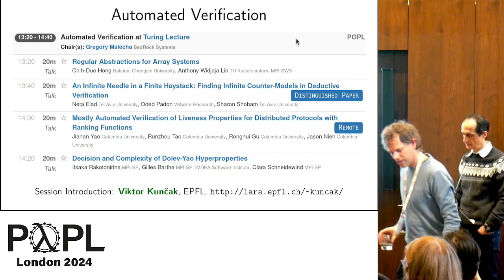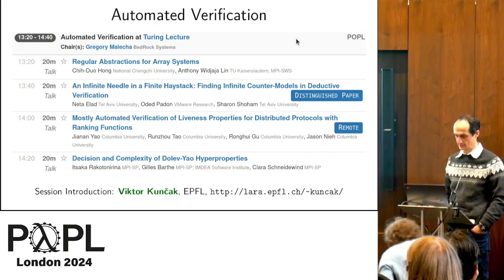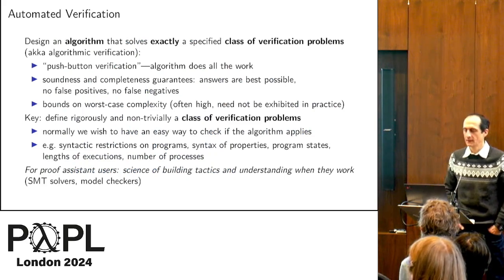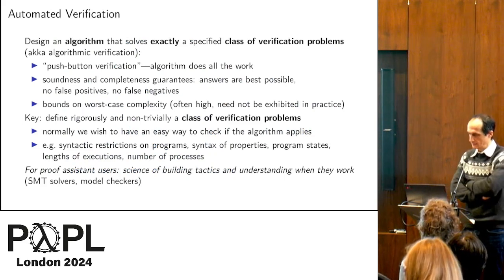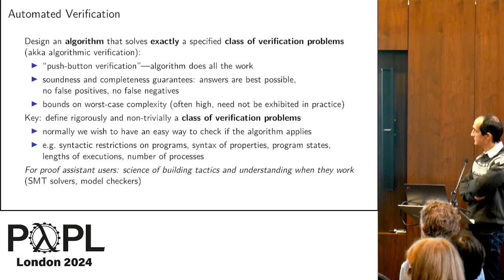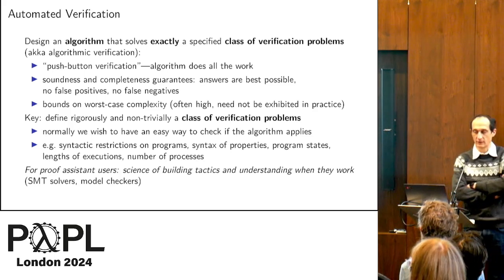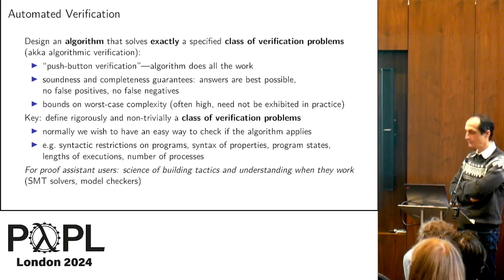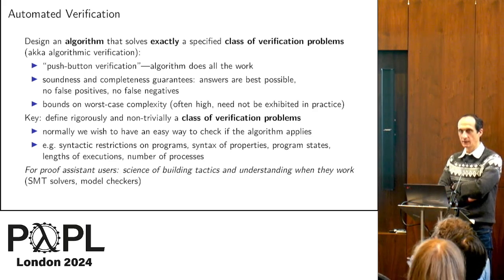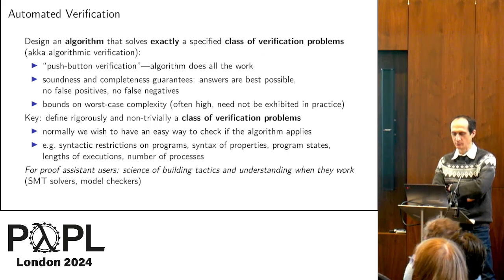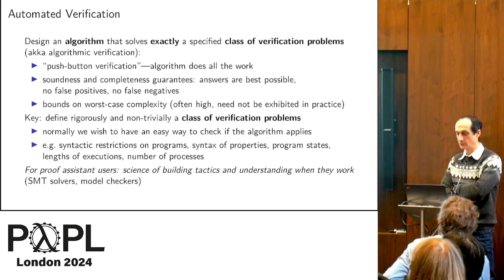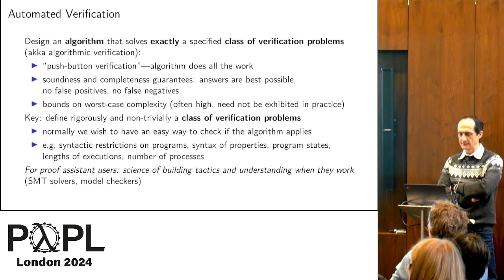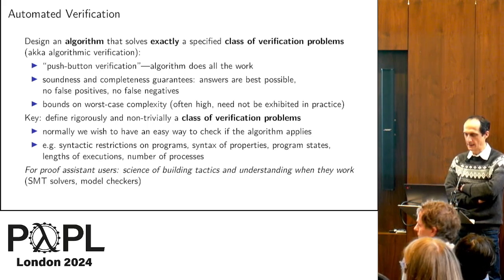Turns out, despite the diversity of these techniques, there's a lot in common, and I'll try to set some context for that. So the idea in this field is that we want to design algorithms that exactly solve a specified class of verification problems. So sometimes this is related to algorithmic verification for this reason. People in industry like to talk about push button verification, where we don't need to provide additional hints. And you can use that as a subroutine of a more manual task.